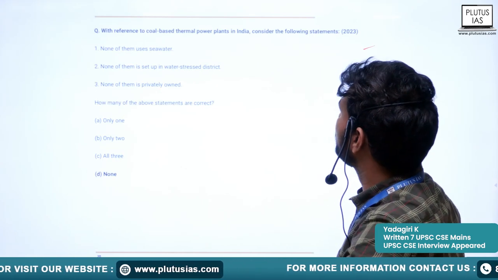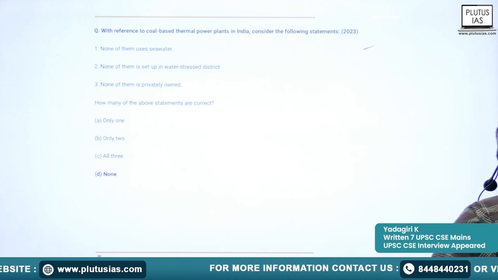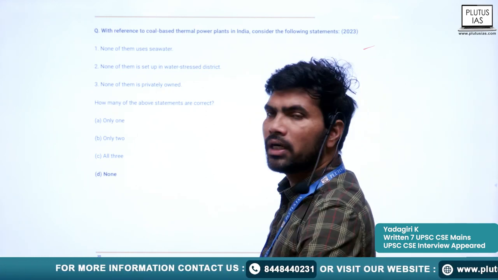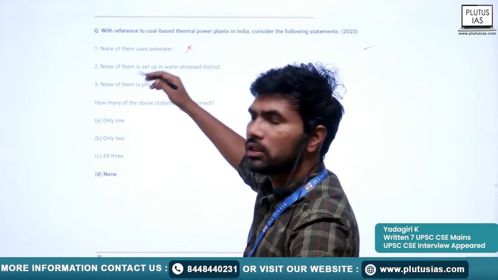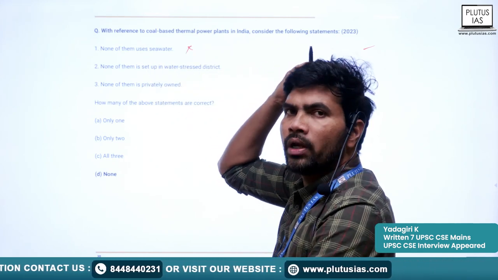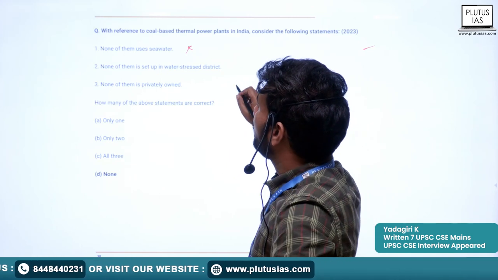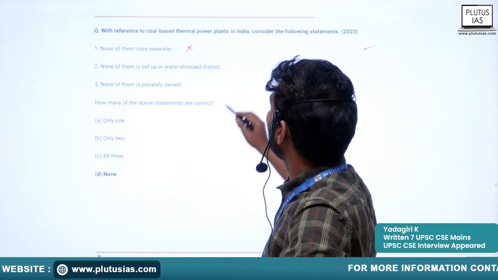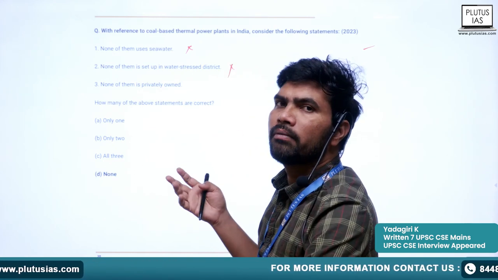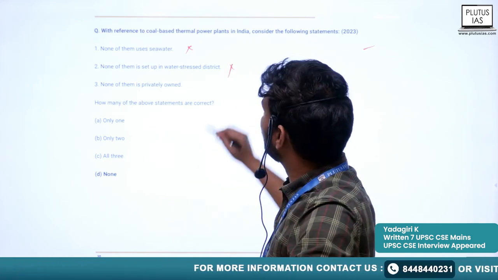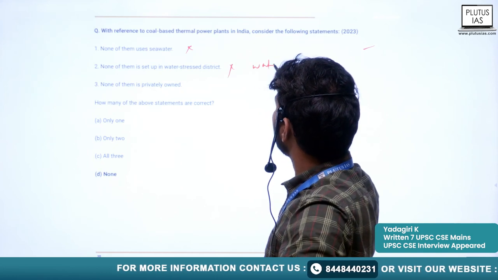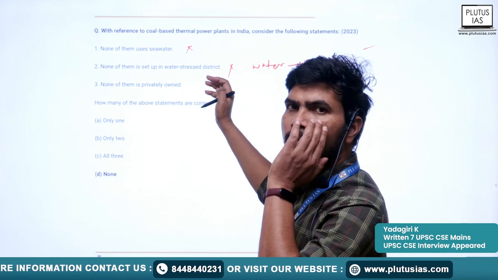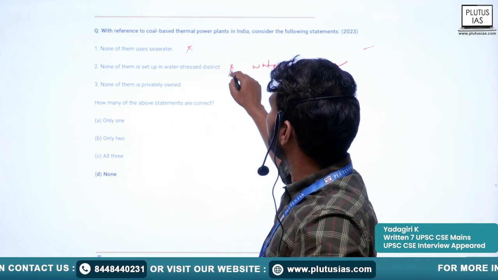Next question is, with reference to coal-based thermal power plants in India, consider the following statements. Statements are, none of them uses seawater. So this is incorrect because some of the thermal plants use seawater. Second, none of them is set up in water stressed districts. So this is also incorrect. Some of the thermal plants are located in the water stressed regions. So there is criticism about this also. So this statement is also incorrect.